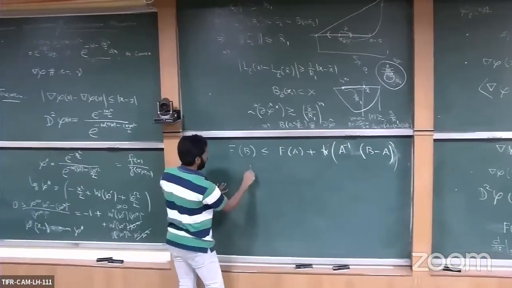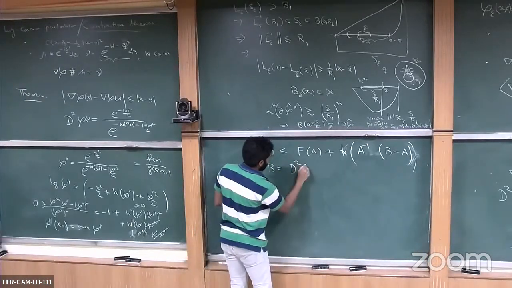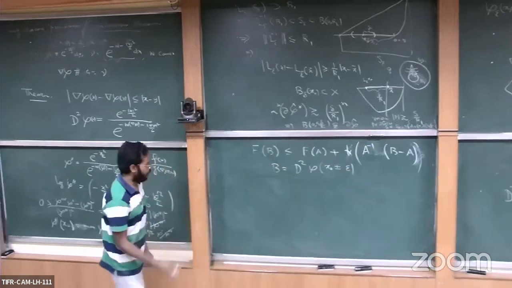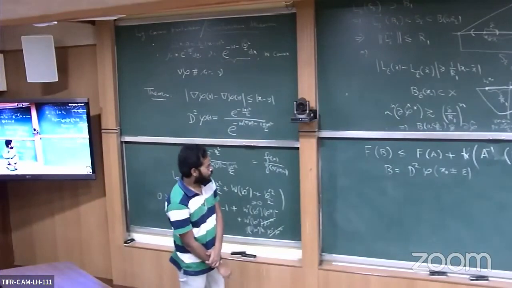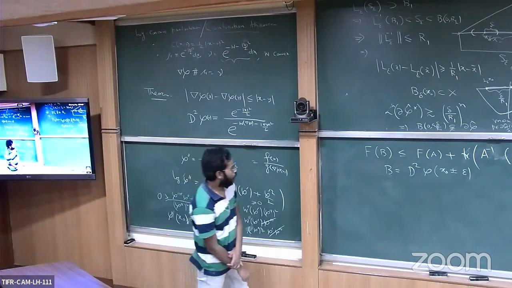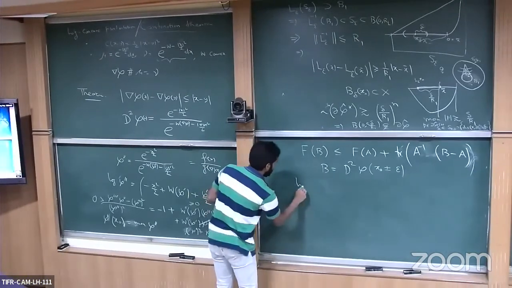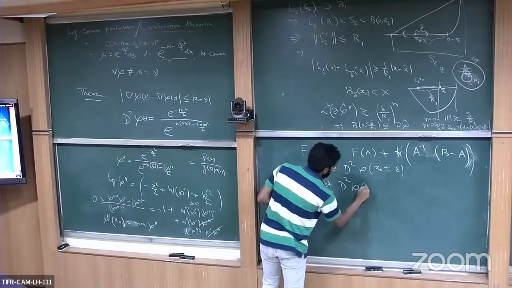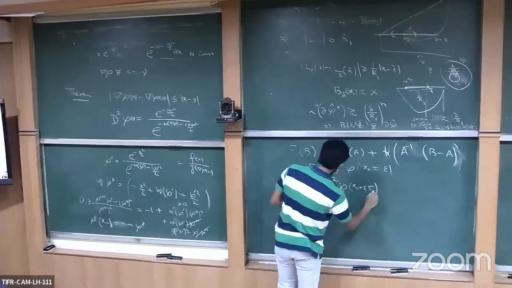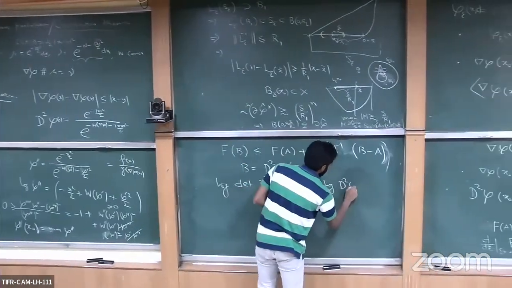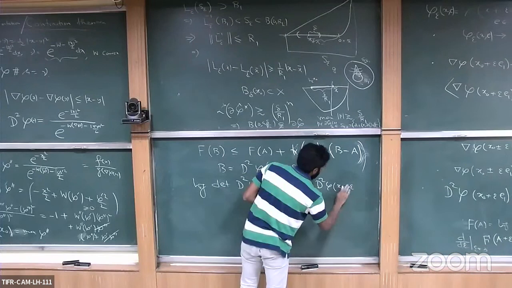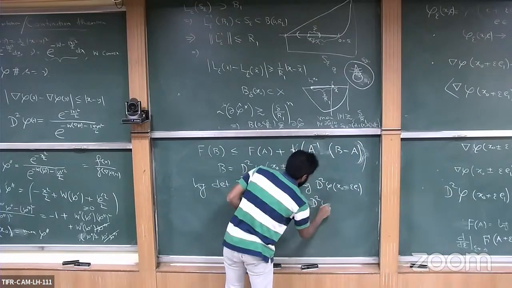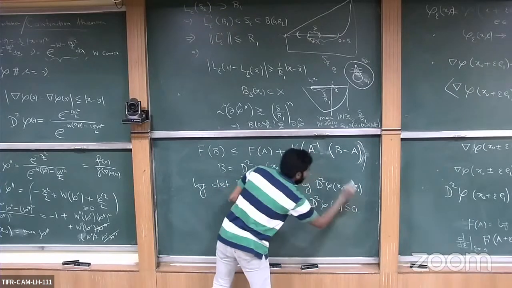Now if we apply this inequality for d2 phi at x naught plus minus epsilon e1, and add these two inequalities, then what you will get is that the log of the determinant is less than or equal to 0. Log of the determinant of d2 phi at x naught plus epsilon e1 plus log of the determinant at x naught minus epsilon e1 minus 2 times log of the determinant at x naught is less than or equal to 0.